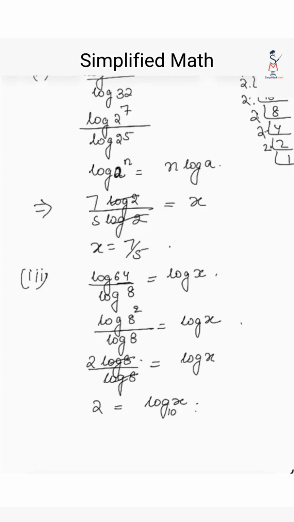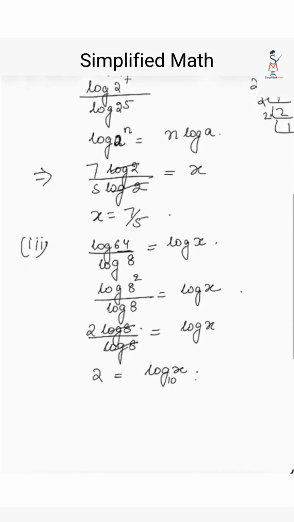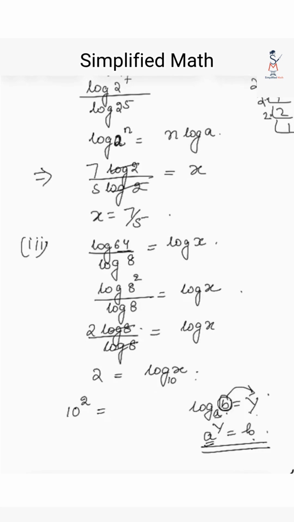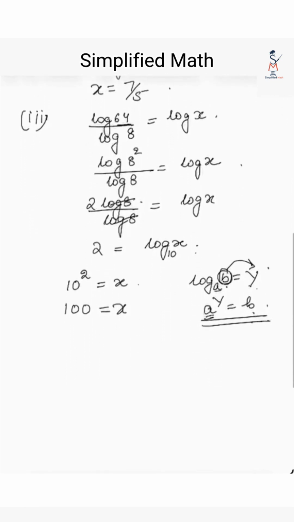Now changing this into exponential form. I'll just show you how to change a log into exponential form. If it is log b to the base a is equal to y, it becomes a raised to the power y is equal to b. This is how we change the log into exponential form. The base remains the same, and the log is changed with the answer. So it becomes a raised to the power y is equal to b. So this will become 10 raised to the power 2 is equal to x. So what is the value of x? It's 100. Fine. Now we'll see the other one.